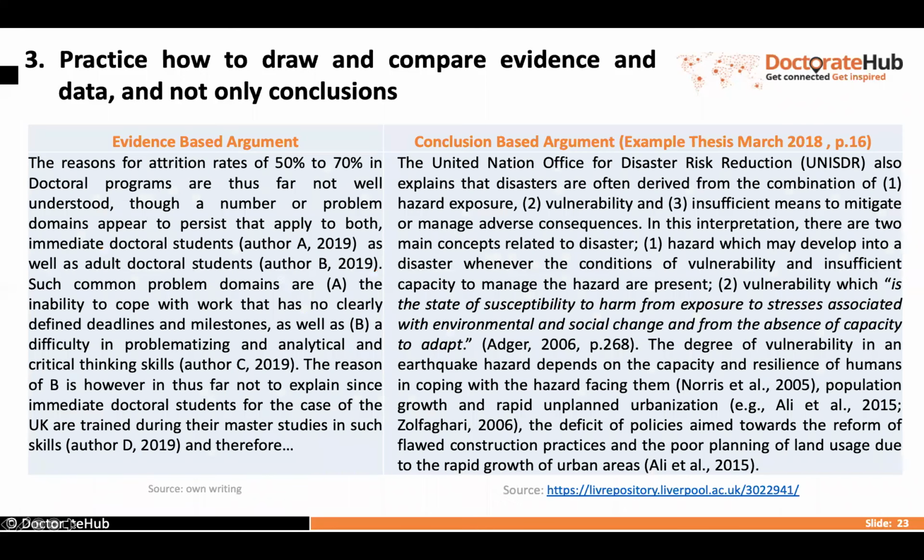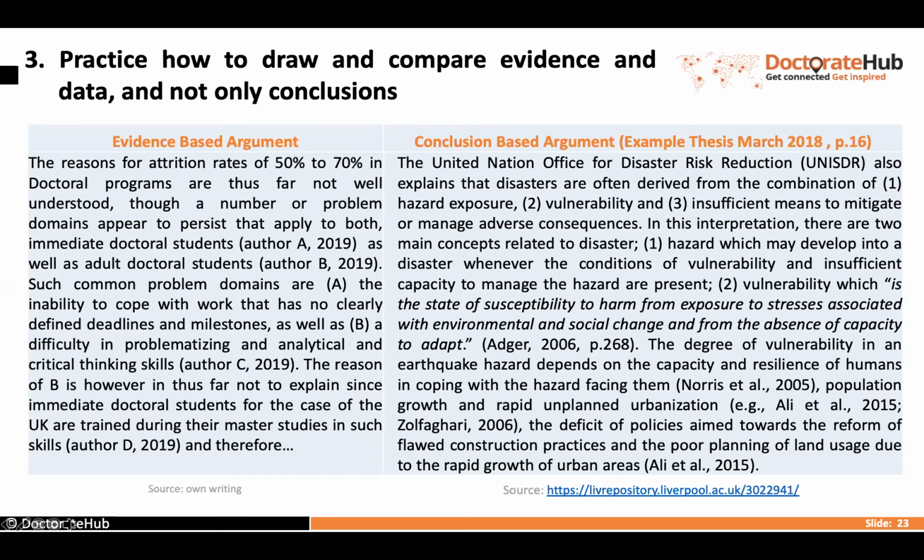Now, if we compare, for example, an evidence-based argument against a conclusion-based argument, this becomes quite obvious. The evidence-based argument is looking for cause-effect relations. It is examining how things belong to each other, what is related to what. So in this case, for example, we look at attrition rates in doctoral programs that are 50 to 70%, which unfortunately is often the case. And then it looks at the reasons for that. So this is a very evidence-based argument.